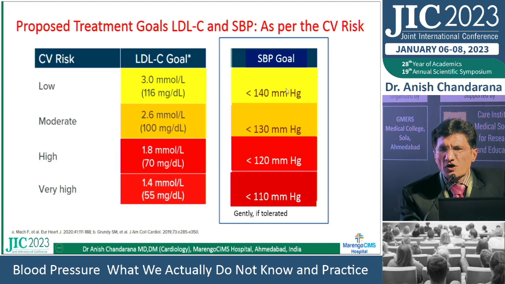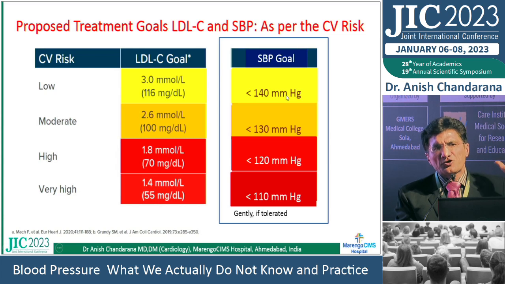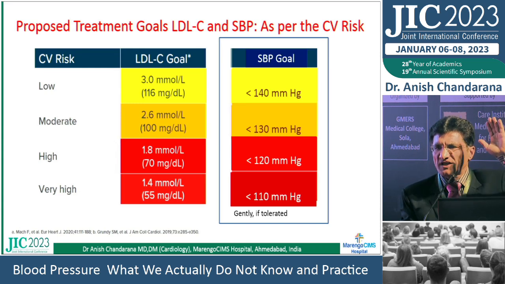Similarly, blood pressure goal cannot be made unified for everyone. Blood pressure goal depends upon your risk, not blood pressure. Mind well, your blood pressure treatment goals don't depend on your blood pressure values. They depend on what your risk is. If your risk is mild, it's 140.